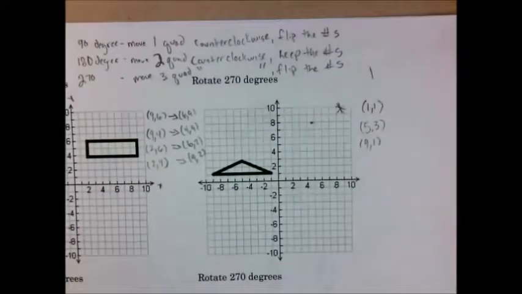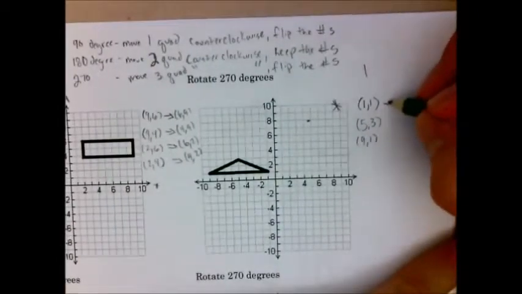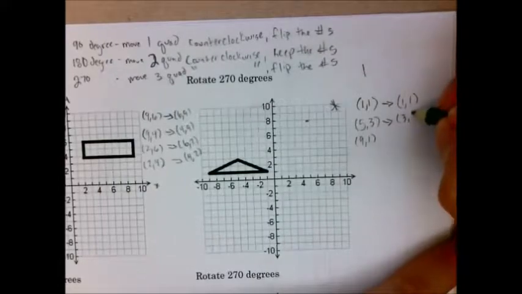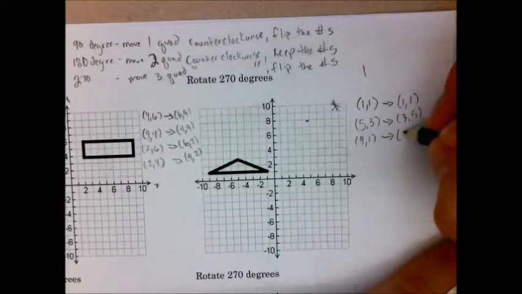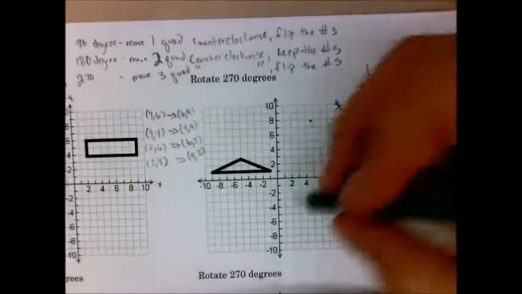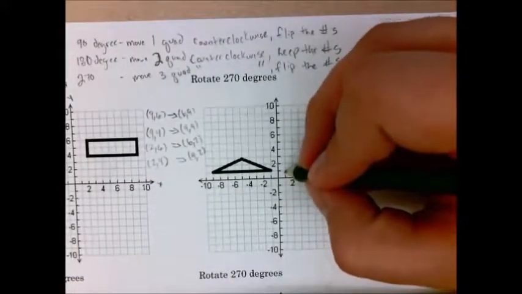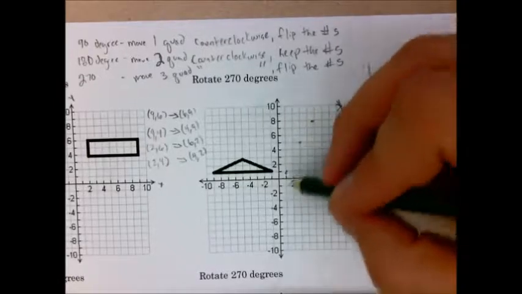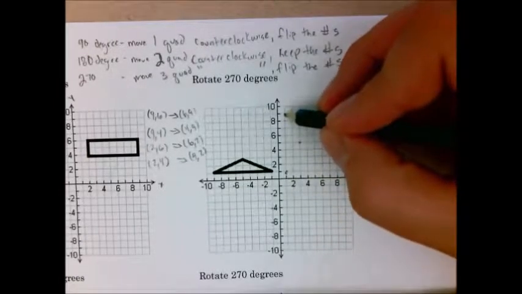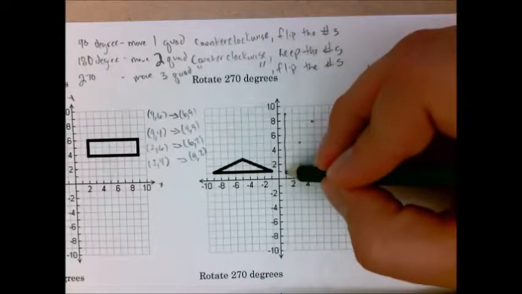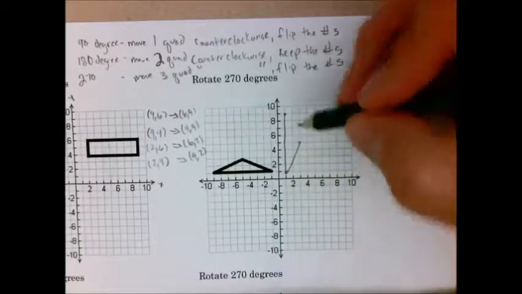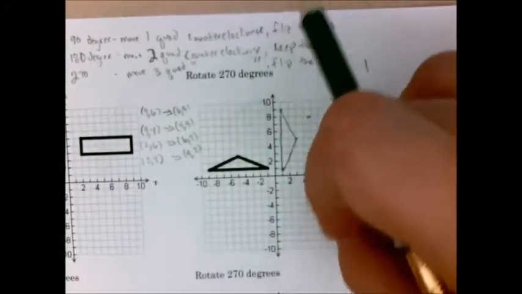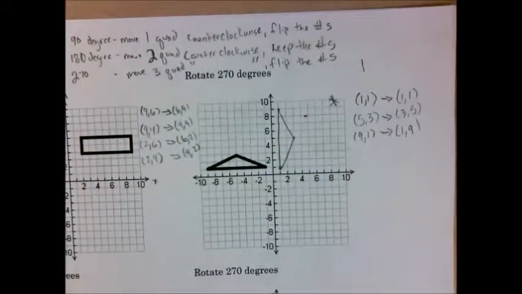We're going to flip the numbers. So this becomes 1, 1. This becomes 3, 5. This becomes 1, 9. So we're going to plot 1, 1, we're going to plot 3, 5, and we're going to plot 1, 9. As you can see, we essentially rotated the object and moved it to right here.